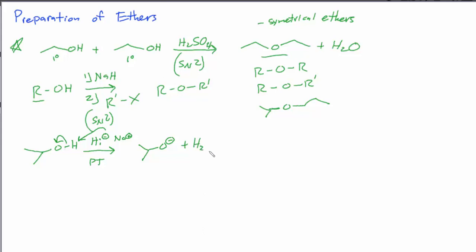So you need to be careful doing this reaction. If you're not careful and let it get too warm or let it go too fast, you might ignite the hydrogen gas that's produced here. The second step would then be to choose the other side of the ether. So this would be propyl, so I want propyl chloride or bromide, and I can do the SN2 reaction here, and I end up with isopropyl propyl ether.